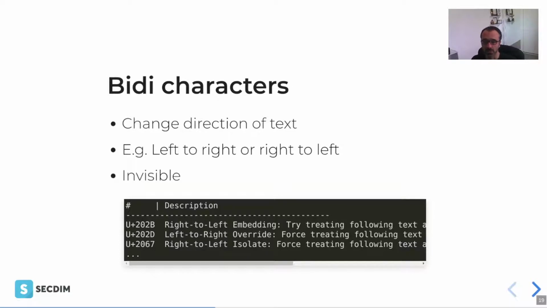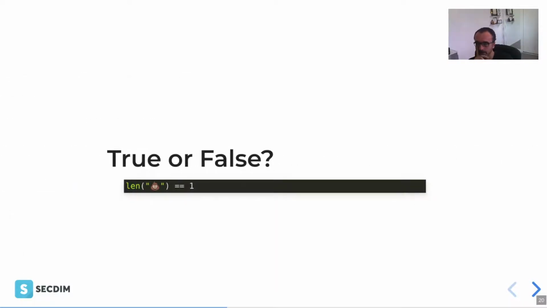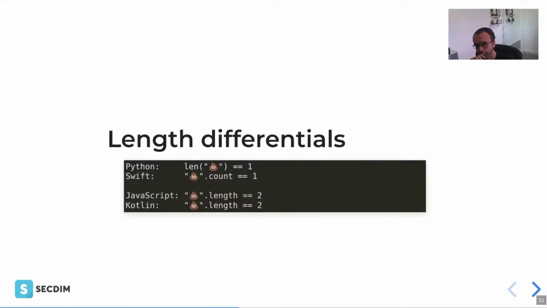Well, unfortunately, we still have some issues with the way that we need to treat Unicode. True or false? I'm just doing a len on the character dog dirt. In my eye, it's a single character, so the len should be 1. The answer is, it depends. Python and Swift, these are just a few examples I've picked here, will consider it as len 1. JavaScript and Kotlin will give you a len of 2. But there is clearly what I call a len differential issue here.